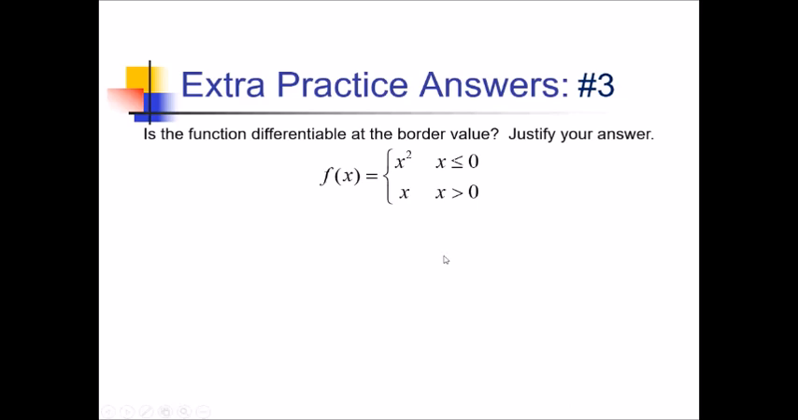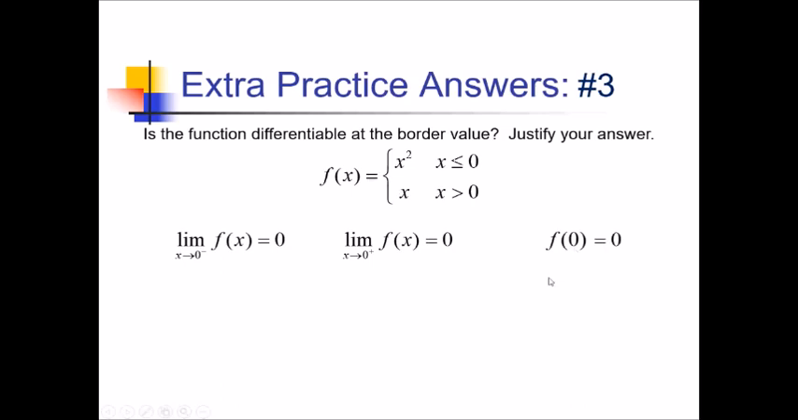On this problem, we're trying to figure out if the function's differentiable at the border value 0. So to do that, let's first figure out if it's continuous there. Let me get the left side limit at 0. So that's going to be plugging 0 into this first function, the less than 0 function. 0 squared is going to give us just 0. Next, let me check the right side limit at 0. That uses the second rule. Plugging 0 into x just gives us 0 back. And then finally the function value at 0, f of 0, that just uses the first rule again, giving us the left side limit again of 0.